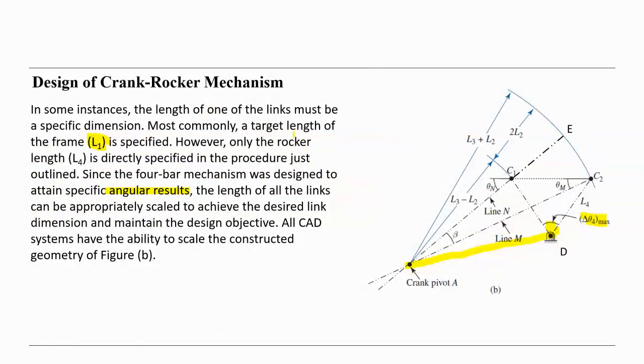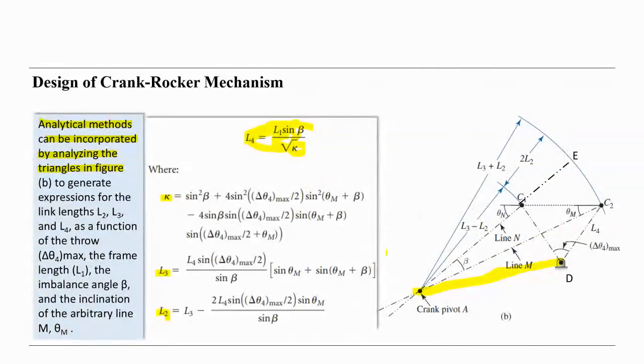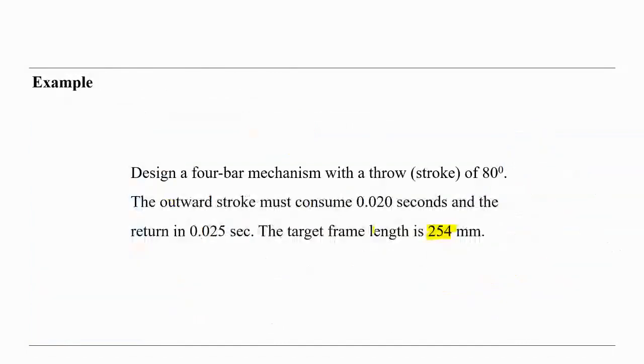The target length of the frame, L1, is also given. Since L1 is given, you can calculate beta, and you can calculate L4 and K, and then L3, L2, but you have to use both ways, the graphical way and the analytical way. So let's take a 10 minute break, and we will start at 14:15.